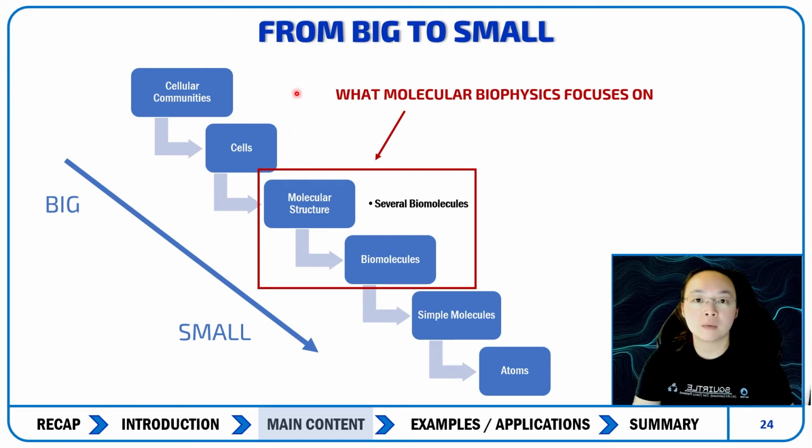Now, in order to make up an individual cell, you have to have different molecular structures. So we break it down even further into this. And what makes up molecular structures? It's biomolecules. So then we have to break that further down into biomolecules. From there, we have simple molecules and then atoms. The majority of this course will start from biomolecules and then slowly discuss how biomolecules interact with each other to form molecular structures. So that's essentially the whole focus of this course.